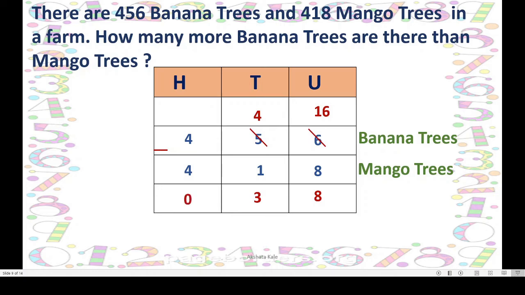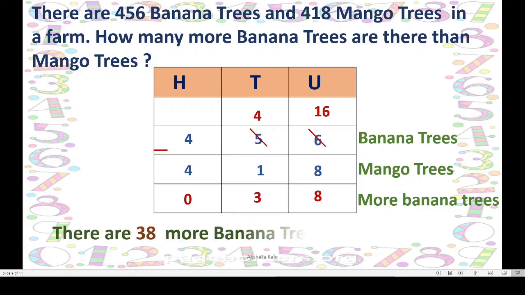Yes, dear children, 38 more banana trees are there compared to mango trees. Isn't it? We will write the answer like this. There are 38 more banana trees than mango trees. Got this? The only thing is you have to understand the sum. Because you know the method of subtraction, you will get the answer easily, but understanding the sum is very important.